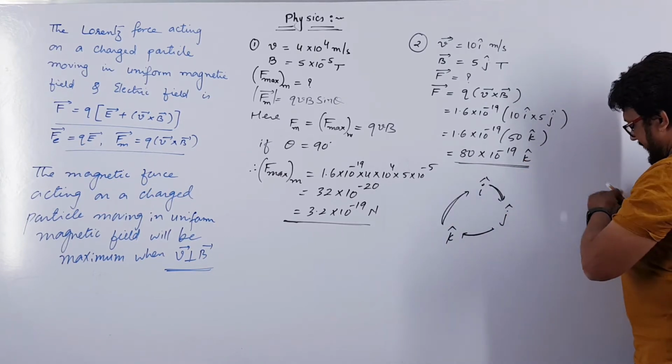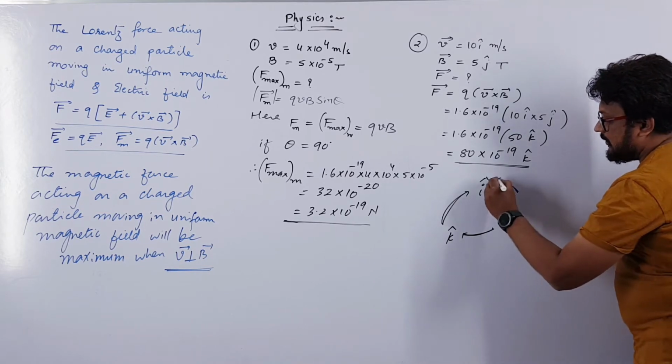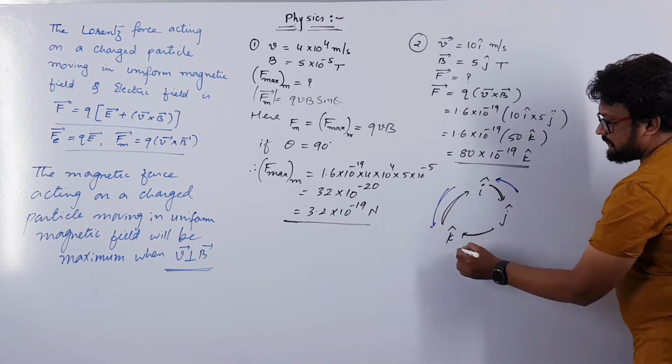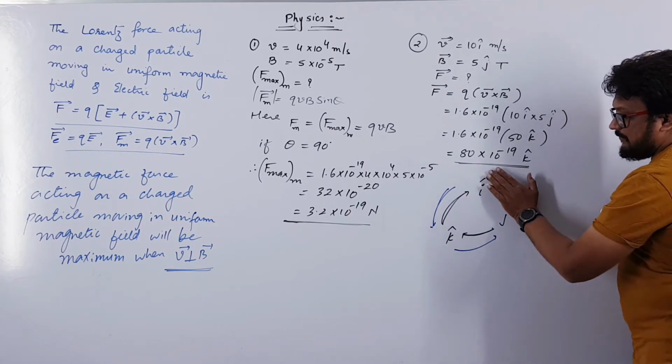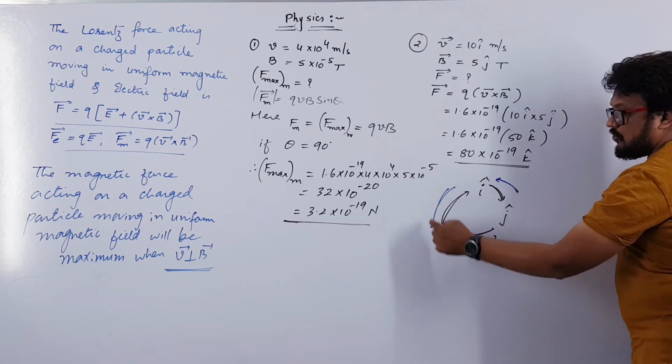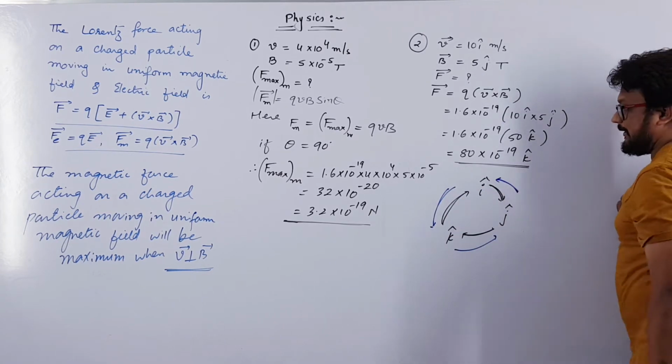But if you are moving in anti-clockwise direction, right? If you are moving like this, then we have to consider negative sign. So in that case, J cross I will be minus K. I cross K will be minus J, and K cross J will be minus I. Clear?